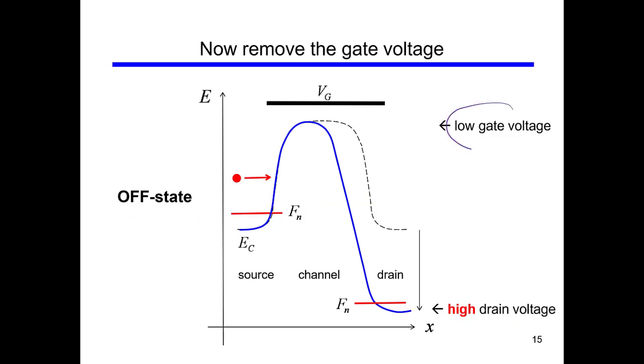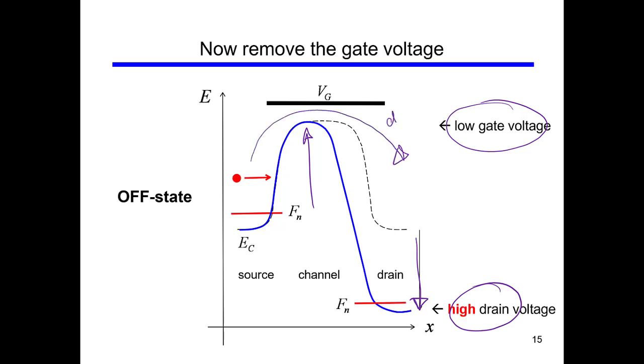Now, what happens if you have a reverse situation, with a very low gate voltage but a very high drain voltage? The quasi-Fermi level goes down, but the potential hill is up here. That means that for this electron to jump from here to here is very difficult. So this is the off state.